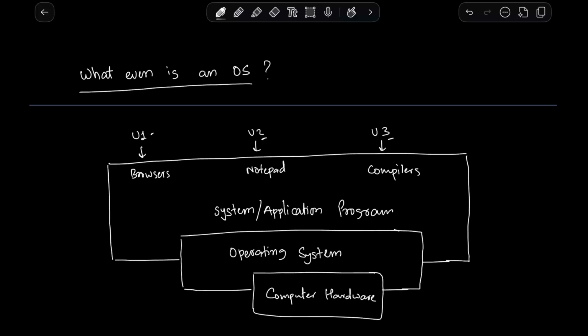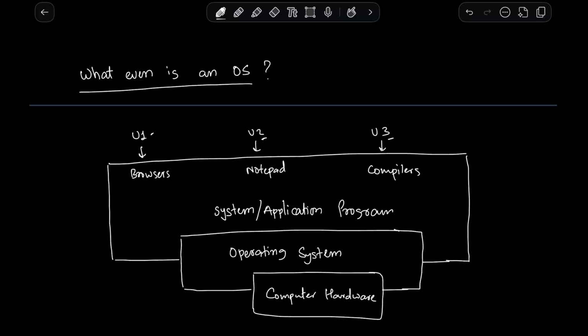So we'll start with a very fundamental question: what even is an OS? And we'll see in the textbook that there are different definitions, like it is a resource manager, an extended machine. And that's true in a sense. The simplest definition which we could understand is that an OS is a program which acts like an interface between computer hardware and the user, the end user, like us.